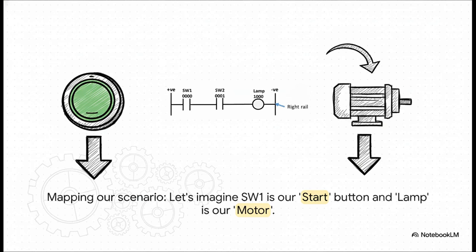Now, let's just map our scenario onto that correct diagram we saw earlier. For the start part of our logic, the start button is our input. That's the condition. And the motor is our output. That's the action. So, following the rules, the start button input has to be on the left of the rung, which then gives the command to energize the motor output on the right.